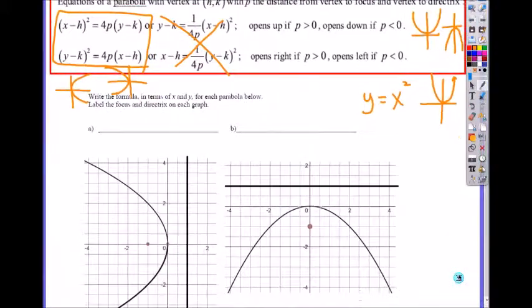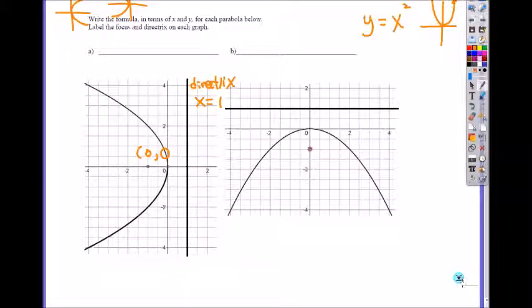Number A, write the formula and label the focus and directrix. So here's the directrix, and x equals 1 is the directrix. Where's the vertex? It's at 0, 0. And where's the focus? The focus right here is -1, 0. It opens left. So what is the standard form of the parabola that opens left? It starts with y squared equals -4p x. There's no h and k because the vertex is at 0, 0.